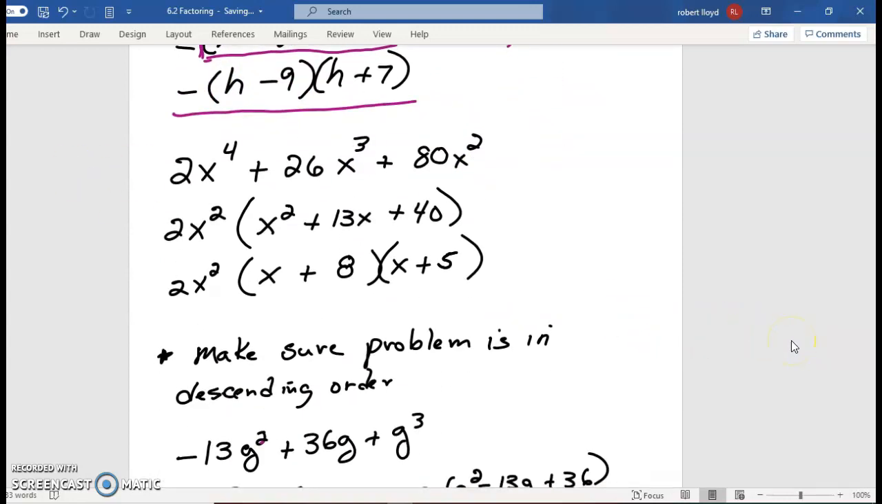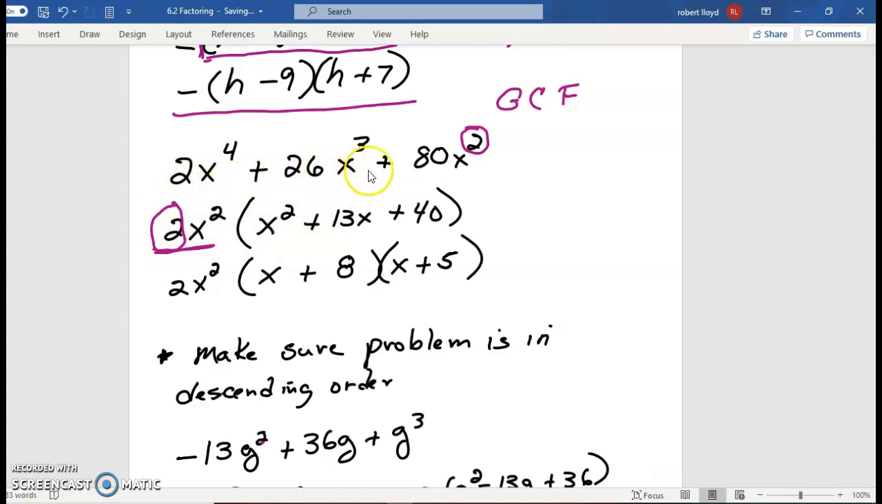Okay, next, we're going to look at the greatest common factor. So here we have 2, 26, and 80 for our numbers. So we can take a 2 out of each one of these. That's where we get the 2 here. Also, we have an x in each of these terms, so we can take out the lowest power of the variable out of each. So that's where we get the 2x squared as our greatest common factor.